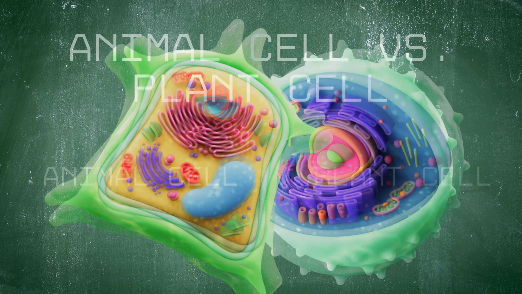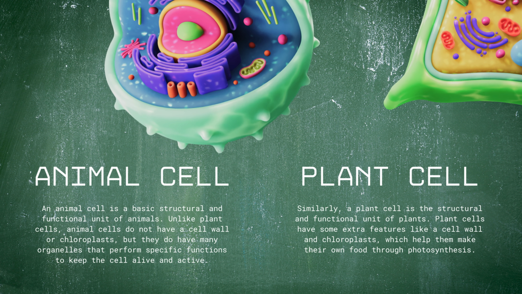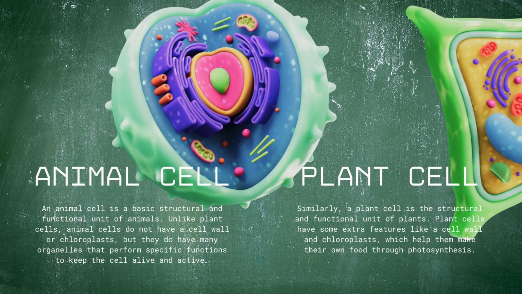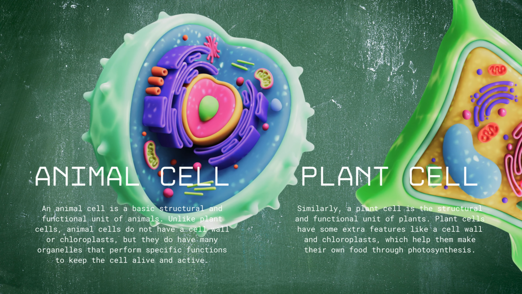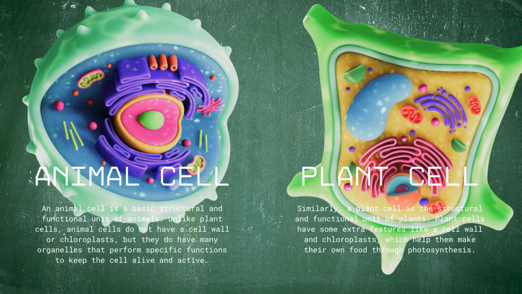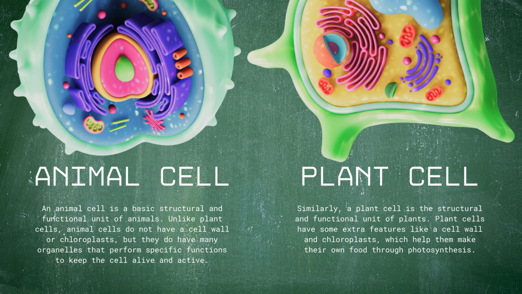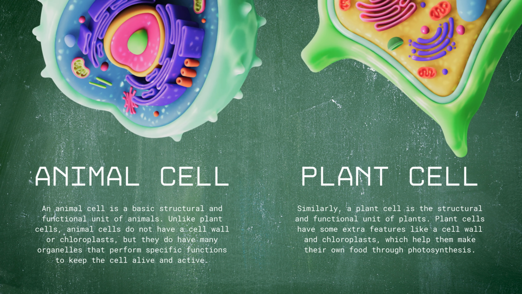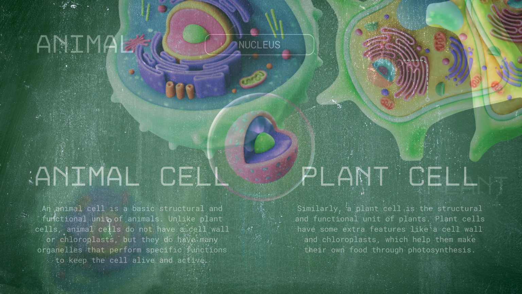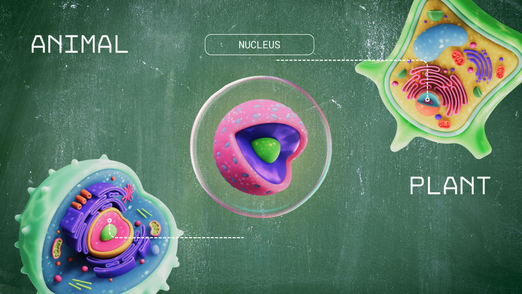Let's begin. An animal cell, as the name suggests, is the building block of animals. It doesn't have a cell wall or chloroplasts, but it does have several important organelles that help it survive and function. On the other hand, plant cells are the basic units of plants. They share many organelles with animal cells, but they also have some special ones, like the cell wall and chloroplasts, which make them unique.